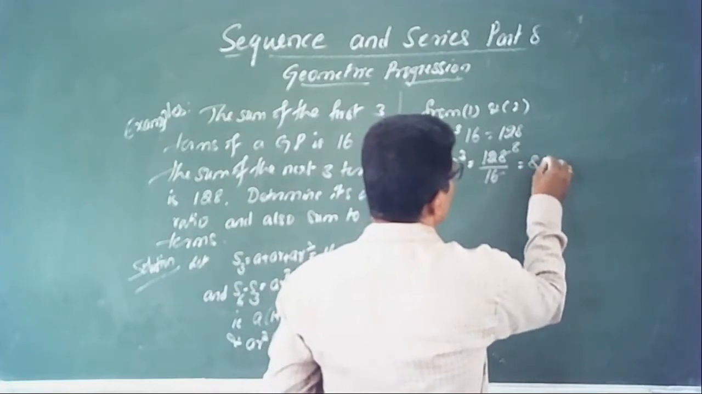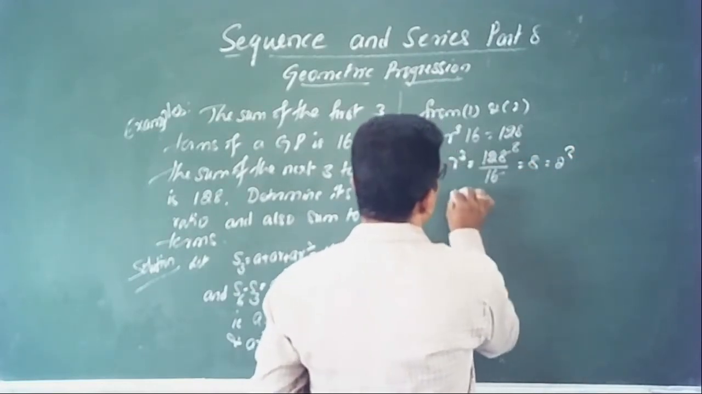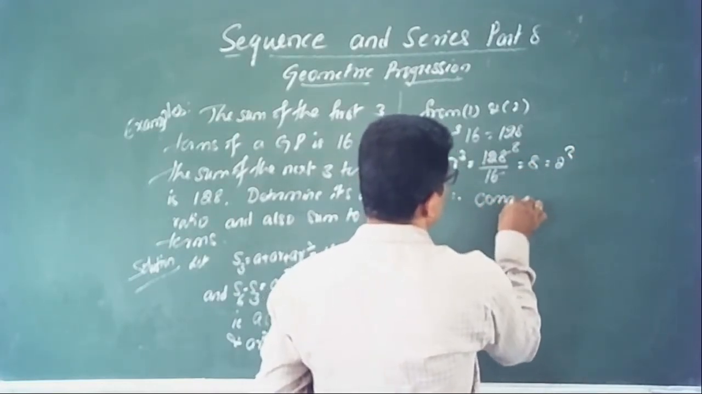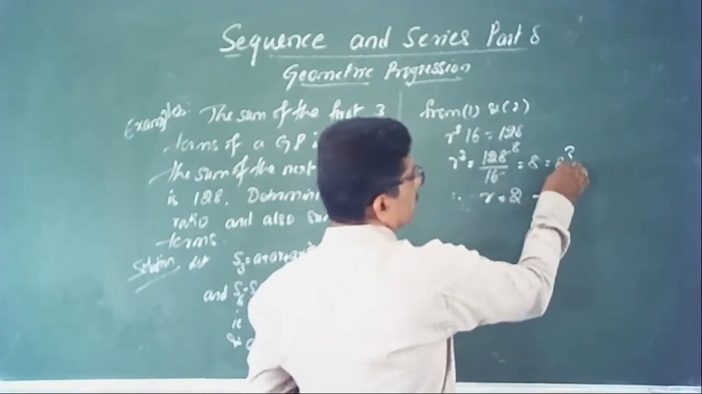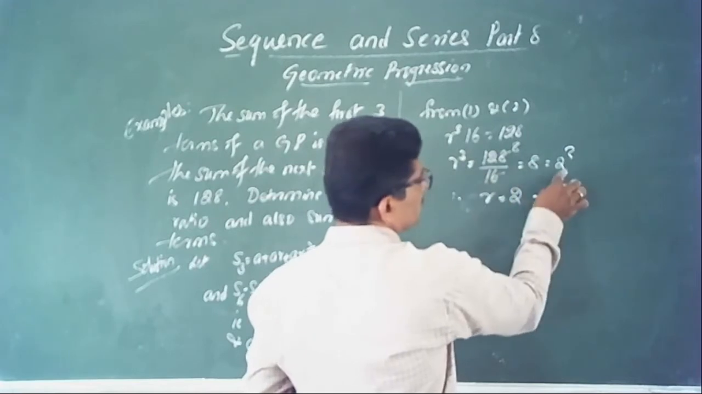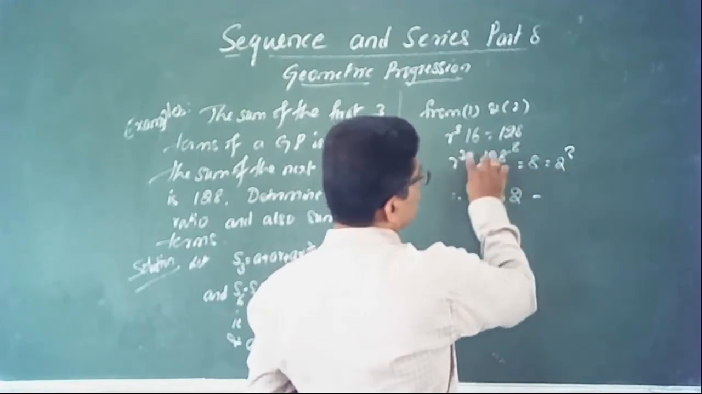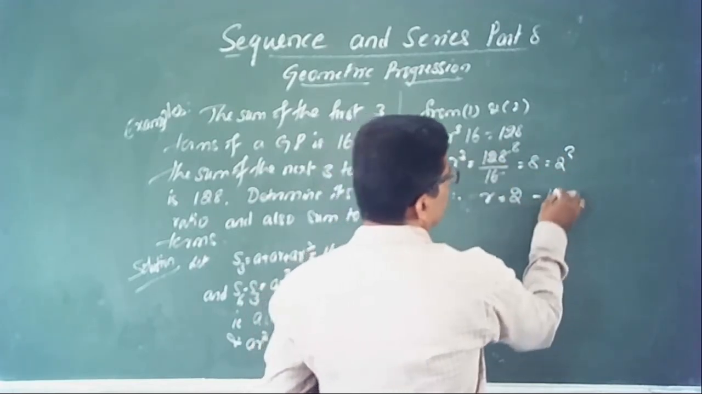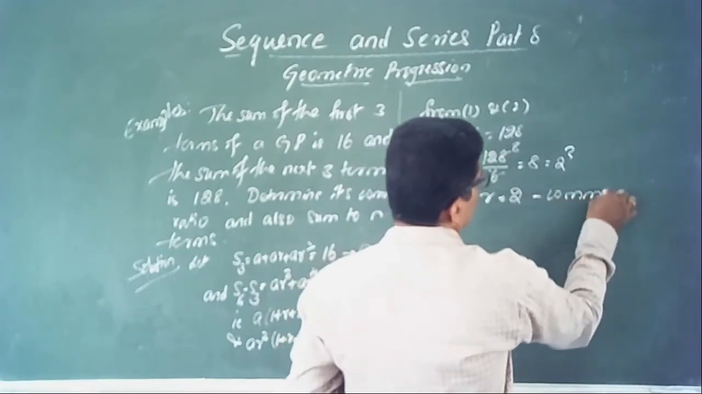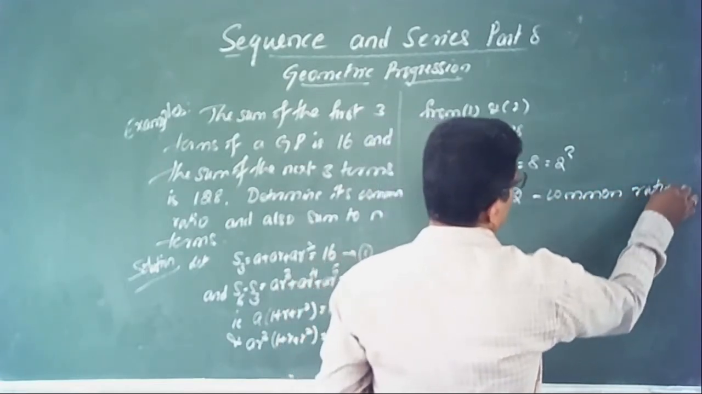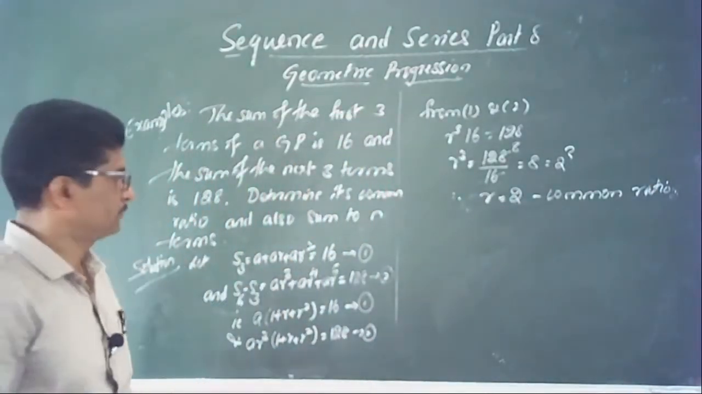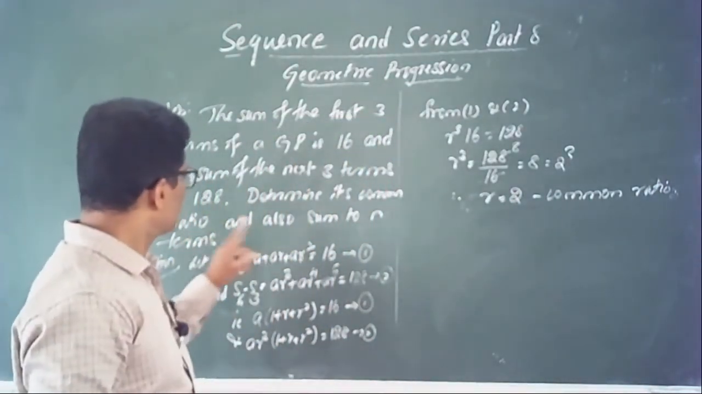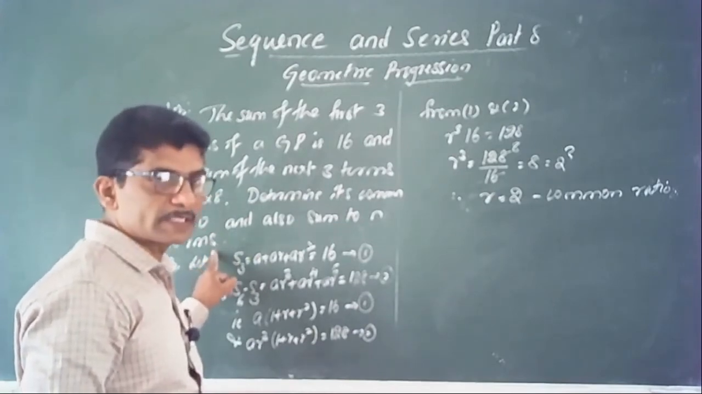8 can be written as 2 cube. Therefore, the common ratio r is equal to 2. If the indices are equal then the bases must be equal, and if the bases are equal then the indices must be equal. This one is the common ratio. Just find the value of r, and also find the sum to n terms of the GP.